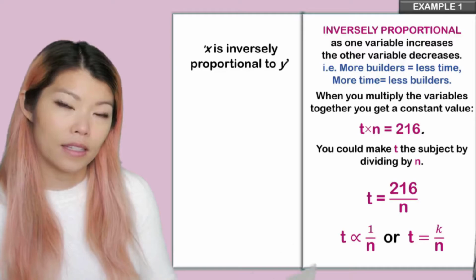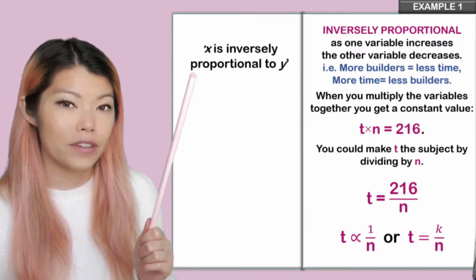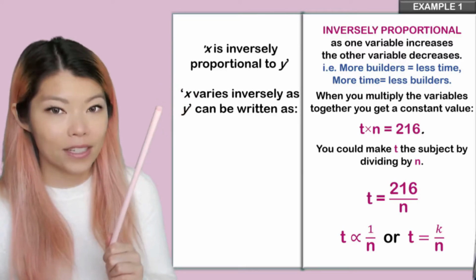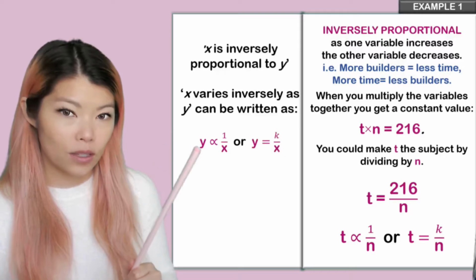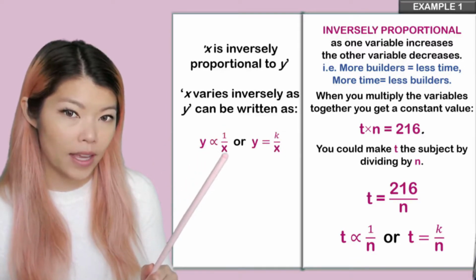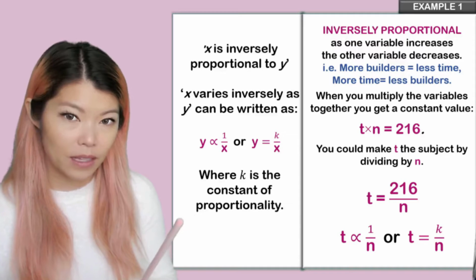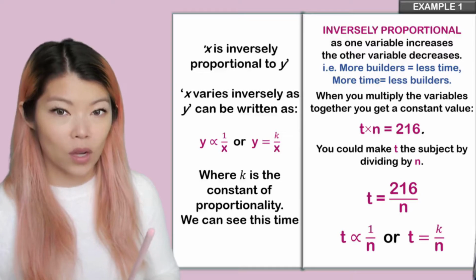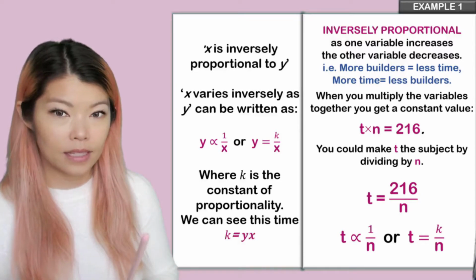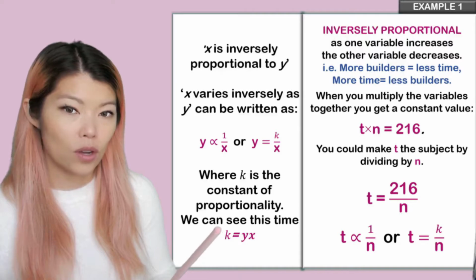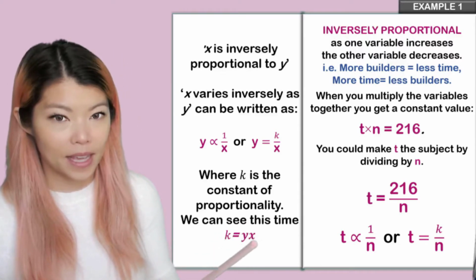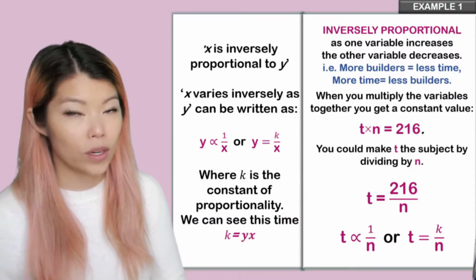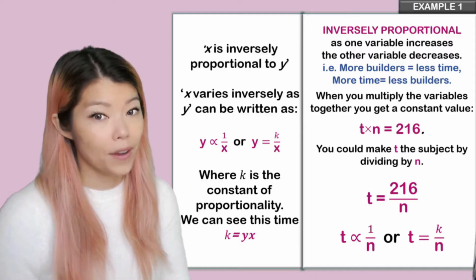So to summarize this in general, we would describe that as x is inversely proportional to y, and another way to say that is x varies inversely as y. And it can be written as y is inversely proportional to x, or in other words, y equals k over x, where k is the constant of proportionality. We can see that this time k is not y over x, but it is y times x. Remember, when we multiply, we get our k this time. So we're multiplying, whereas when it's direct proportion, it was y over x.